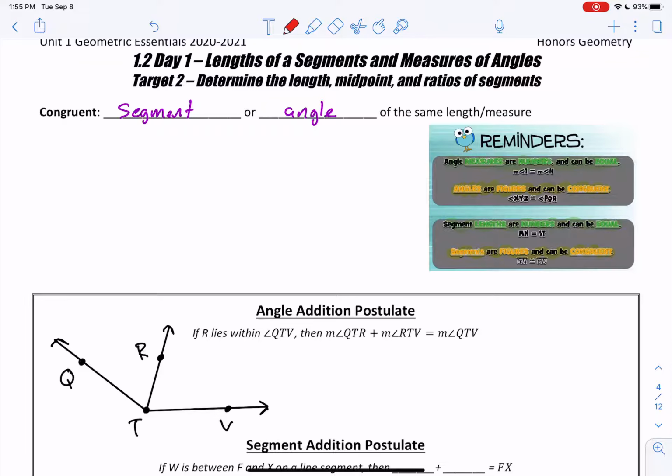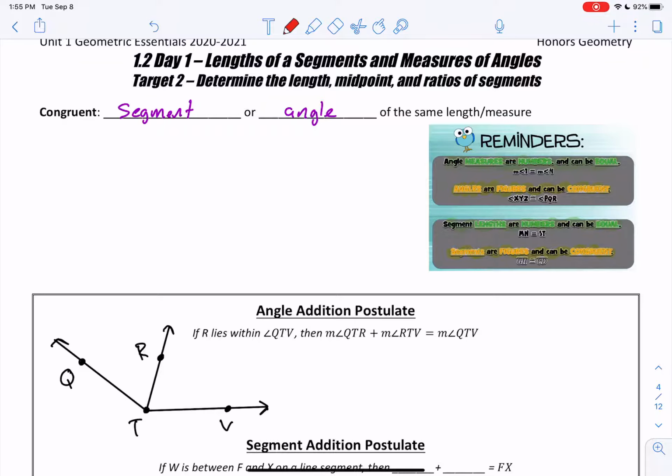And so we're going to start off with the vocab word, and that vocab word is the word congruent. Now, this is a word we use a ton in geometry. Right now, we're talking about segments and angles. Two congruent segments or two congruent angles are two segments or angles that have the exact same length or measure. So if I have one angle that's 30 degrees, and a second angle that's also 30 degrees, I say those angles are congruent to each other.